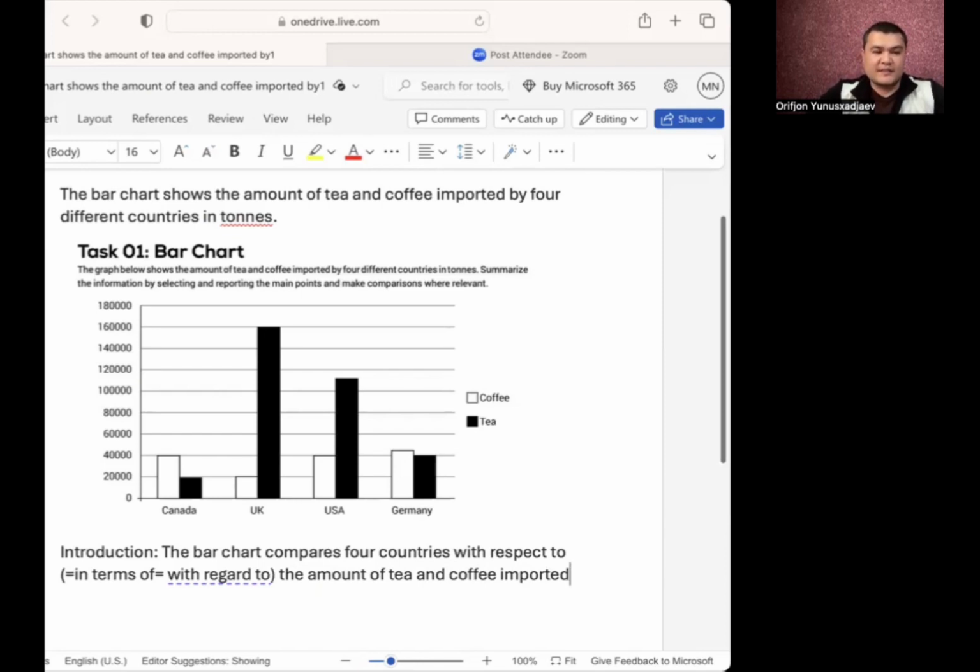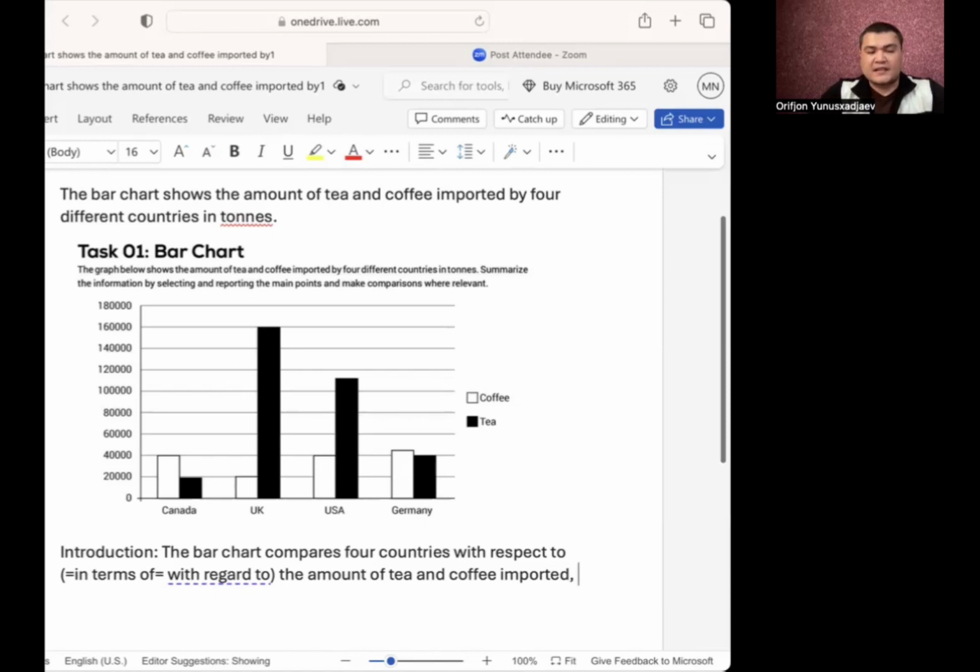And in my question, it says in tons, which means units are measured in tons. I can simply write down the word units here. Units are measured in tons, right? In tons. Well, it is good, but I can make it different this time. One second. So I'll put a comma. The bar chart compares 4 countries with respect to the amount of tea and coffee imported.